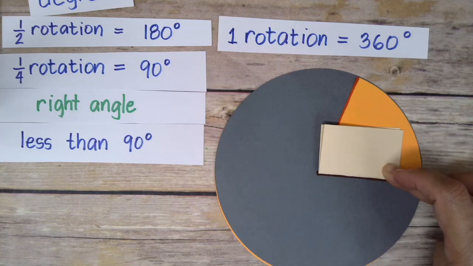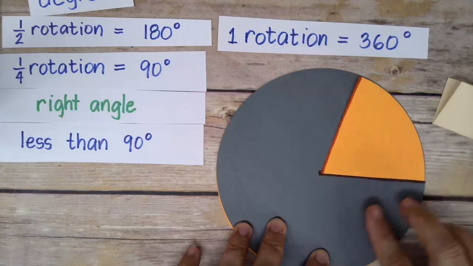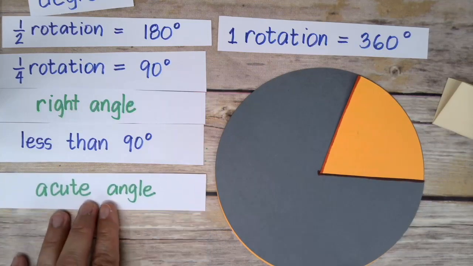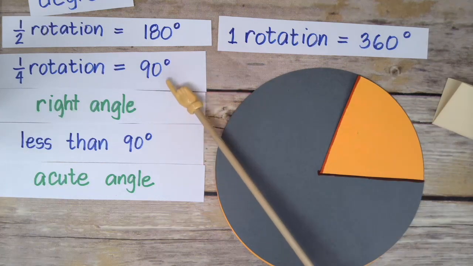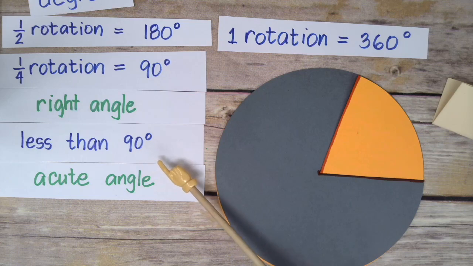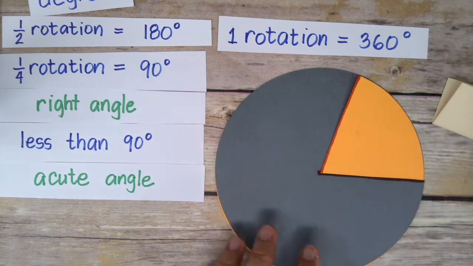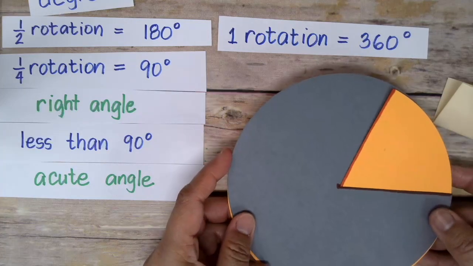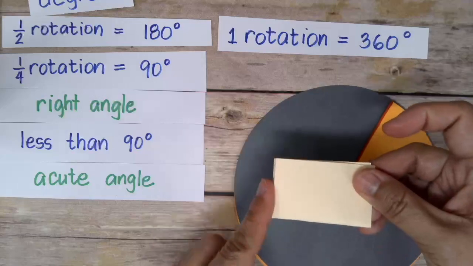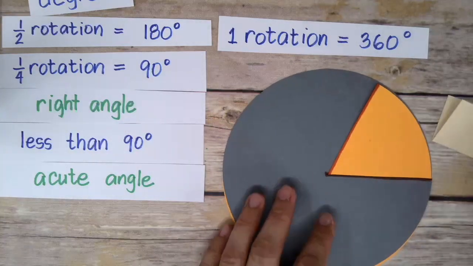And this angle that's less than 90 degrees is what you call an acute angle. So a right angle has a measure of 90 degrees, but if the angle measures less than 90 degrees, we call that an acute angle. So any angle less than 90 degrees is always acute. So any angle smaller than this size is acute.